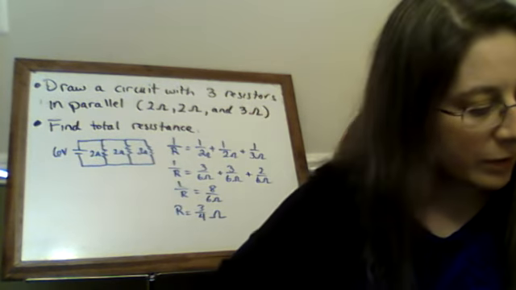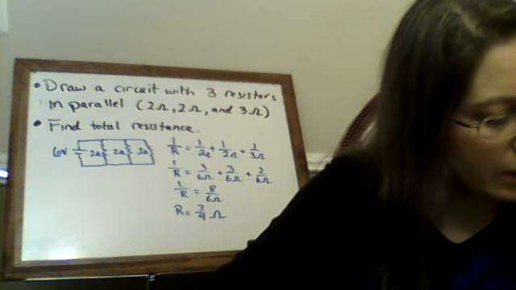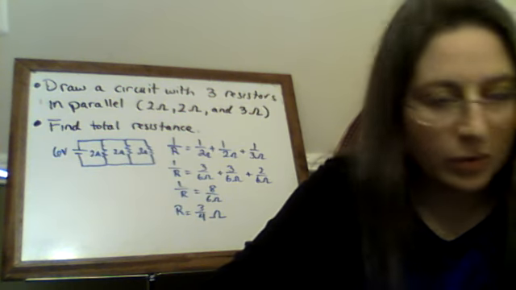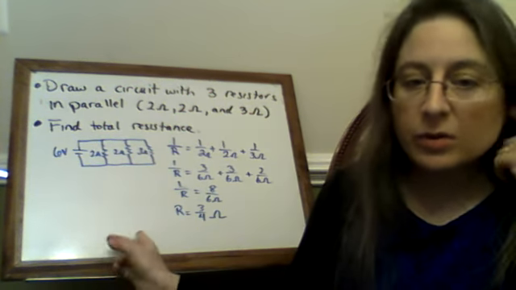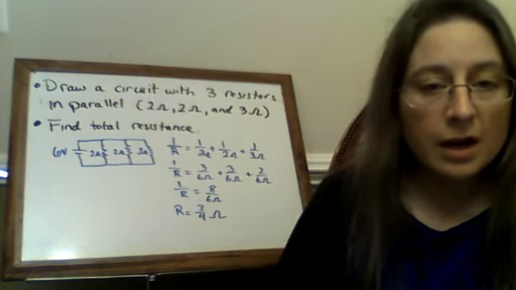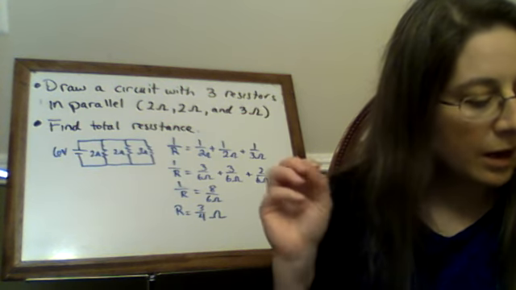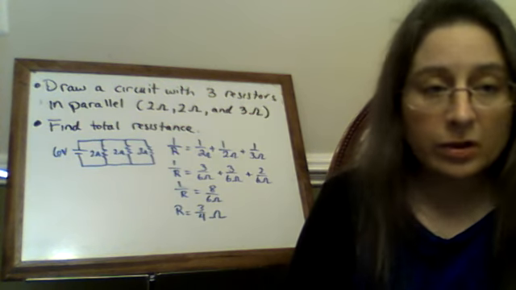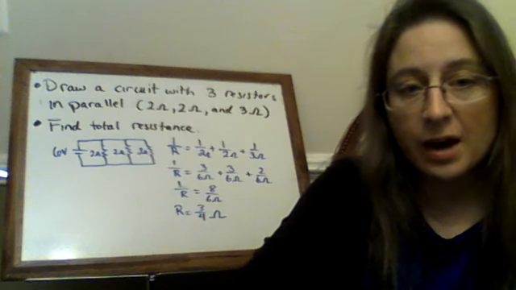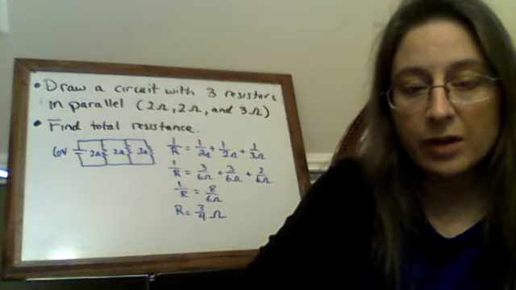So let's see, what do I want you to do now? So now that we've calculated the overall resistance for this circuit, come back after you've calculated the total current for the circuit. So go ahead and find I for this circuit now that you have R and V.